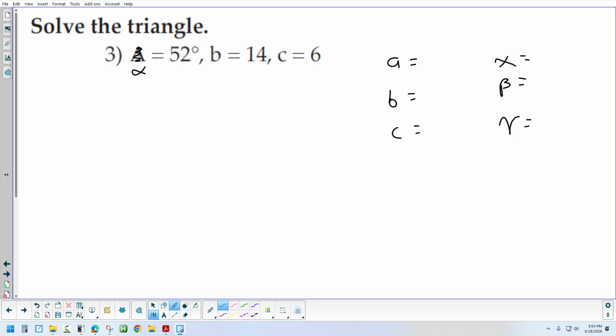I also renamed capital A to alpha to be in line with how we did it in class. All right, so B is 14, C is 6, and alpha is 52.